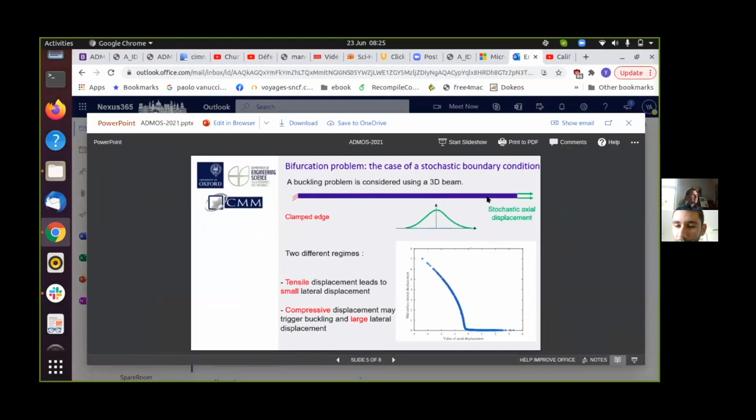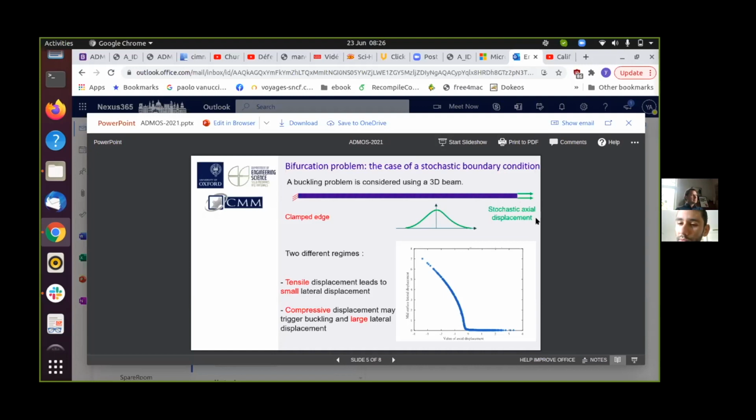Indeed, before applying the stochastic axial displacement, we apply at the tip of the beam a displacement in a direction, a really, very small displacement compared to the length of the beam, so that the buckling is always going to be in the same direction.